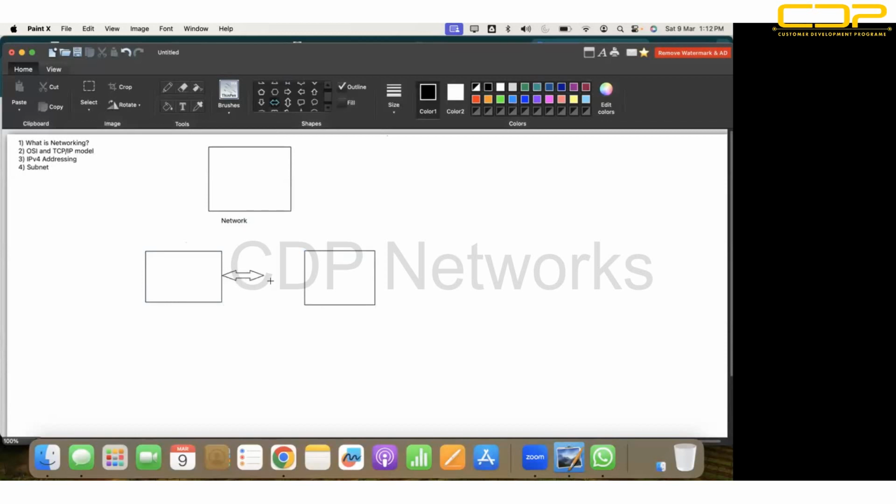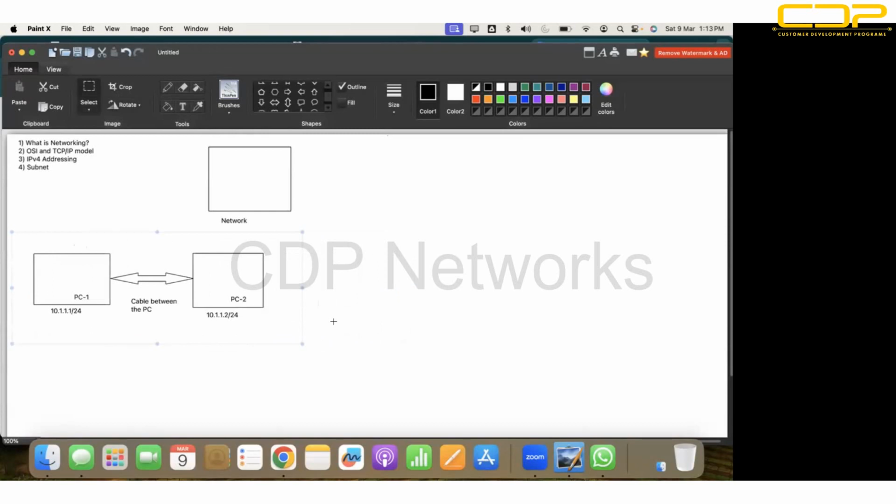For example, let's say this is two PCs, PC1 and PC2. This PC has an IP address of, let's say, any IP. Don't worry if you don't know about the IP address. We'll explain that. 10.1.1.1/24. And then this is 10.1.1.2. So they can communicate to each other, but how? That is our concern, right? How do they communicate to each other? Right now in this situation, we have provided a cable between the PCs. So now in this scenario, if you want to connect any of the PCs to another PC, then you can communicate using a direct cable.